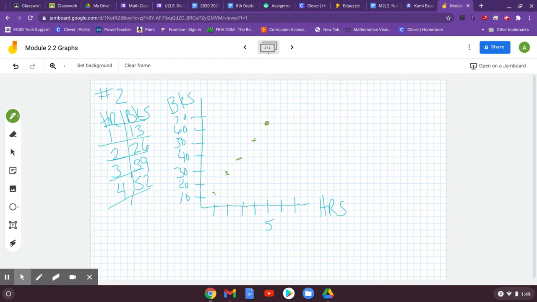Okay, so can these be connected or not? Well, could I have a partial book? Yeah, you could download half of a book. You could also check at 30 minutes and see how many have gone. So this one would actually be continuous. So I'd want to connect the dots.